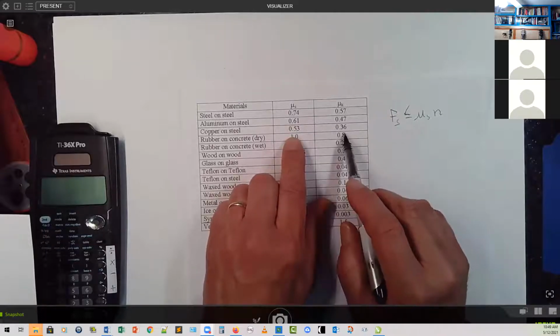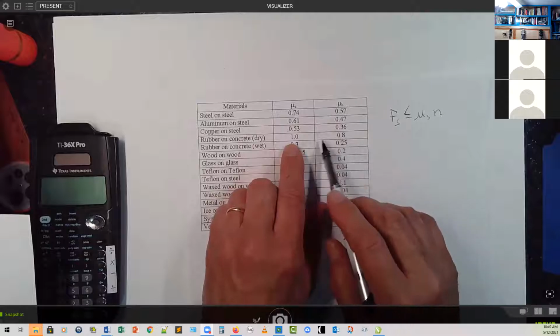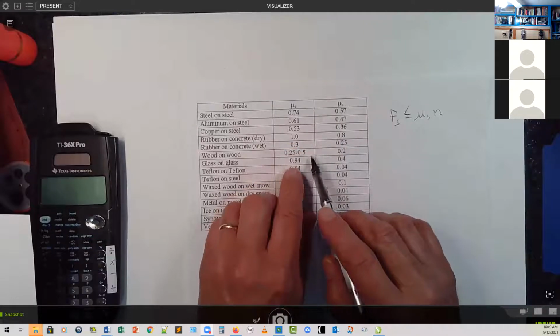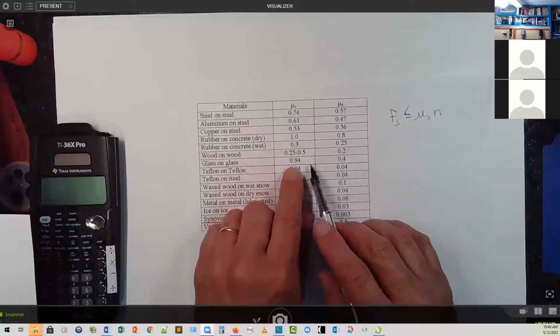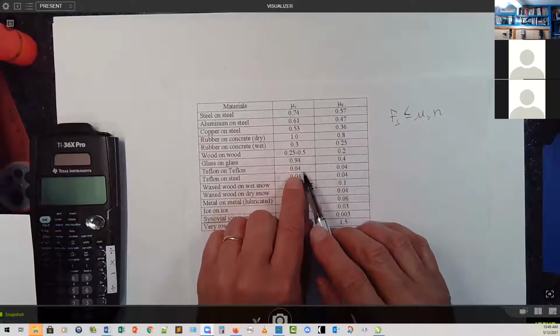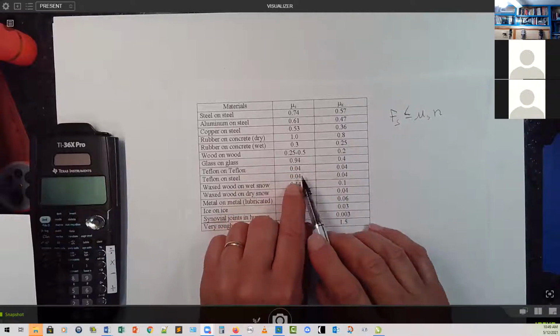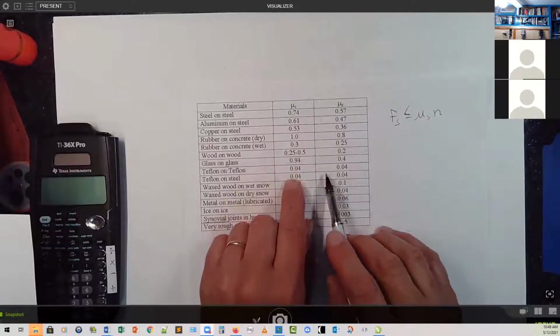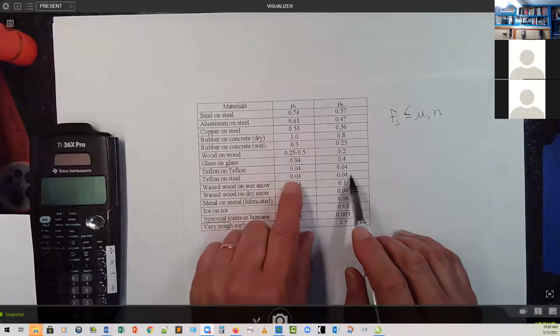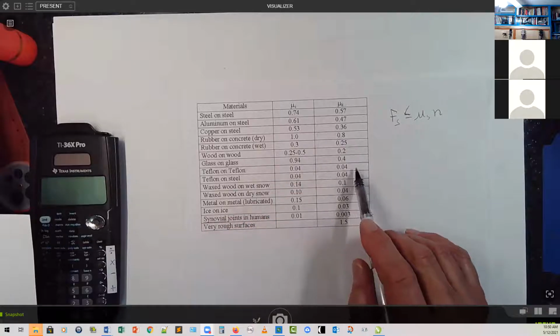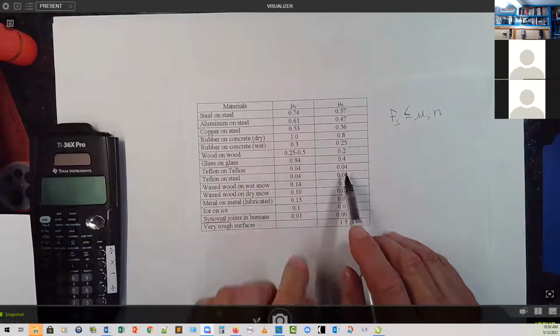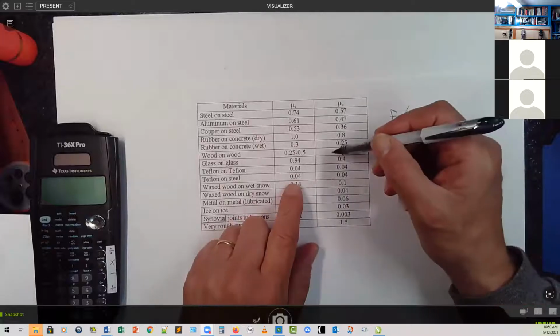Static friction is bigger than kinetic friction, and that's the case with almost all of these things. About the only ones where that isn't the case are Teflon on Teflon and Teflon on steel. It keeps a pretty low coefficient of friction no matter what you do.